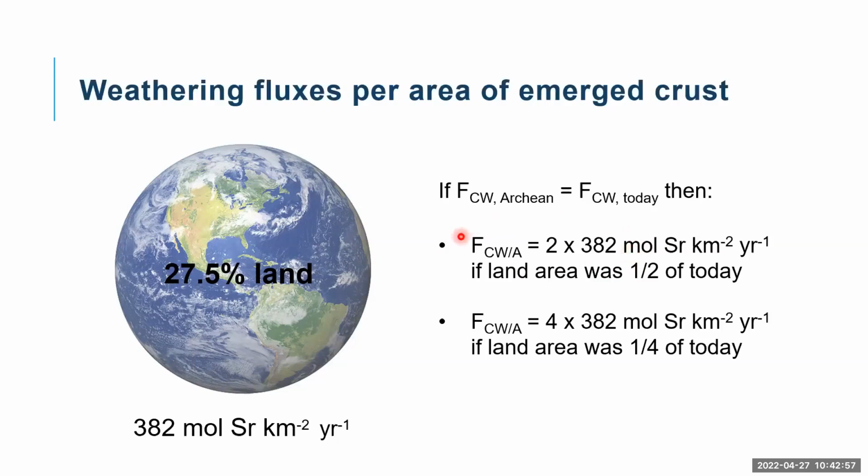For example, our area normalized weathering flux would be twice as high if the land area was only half of what we have today. If our land area was only 25% of what we have today, then our area normalized weathering flux would be 4 times as high. So we can calculate this for different weathering intensities, which is what these area normalized weathering fluxes represent. We can calculate areas of exposed crust that would correspond to the fluxes we calculated with the mass balance.